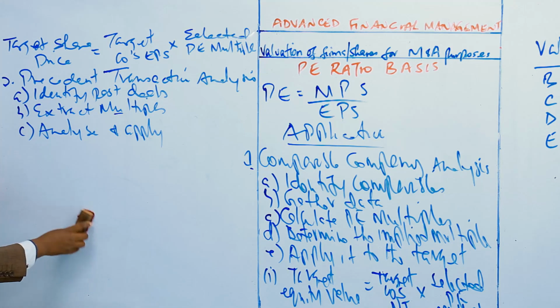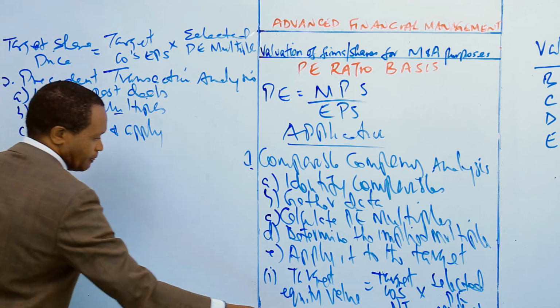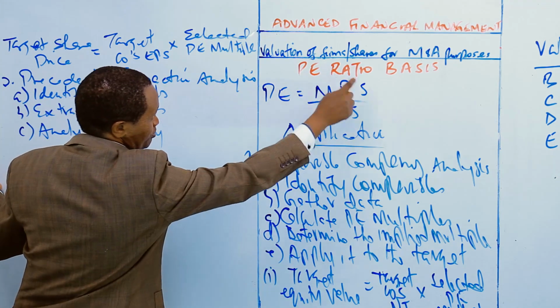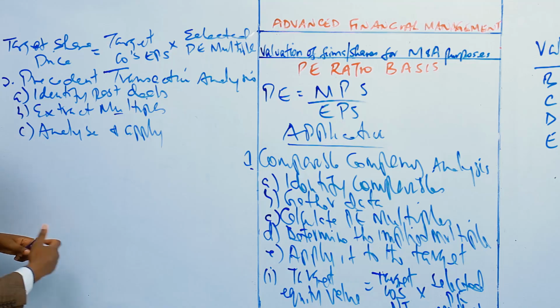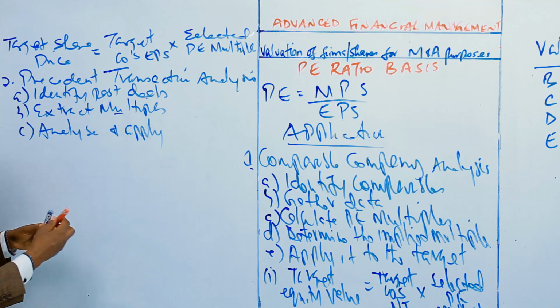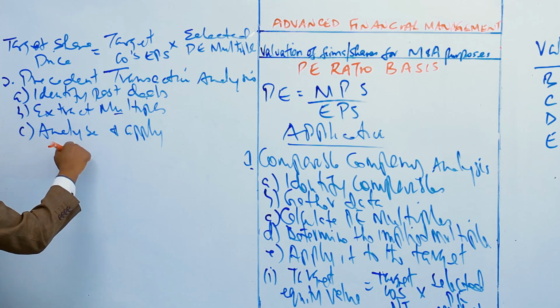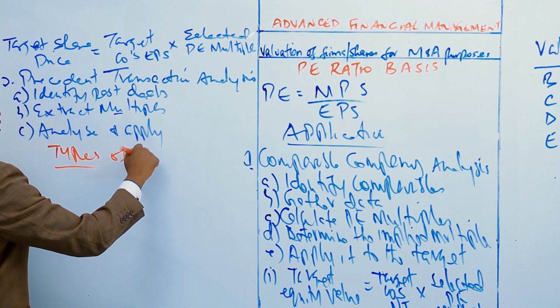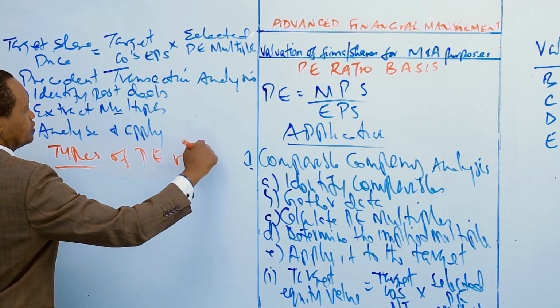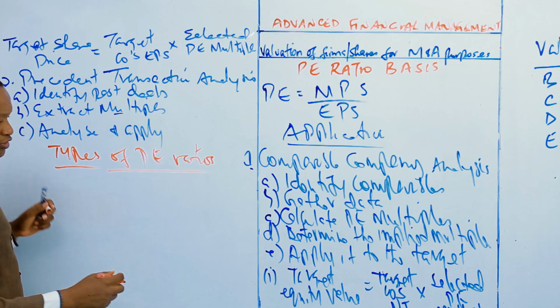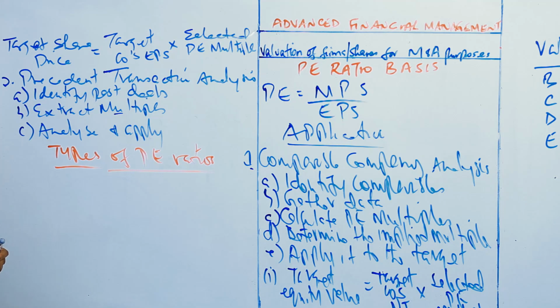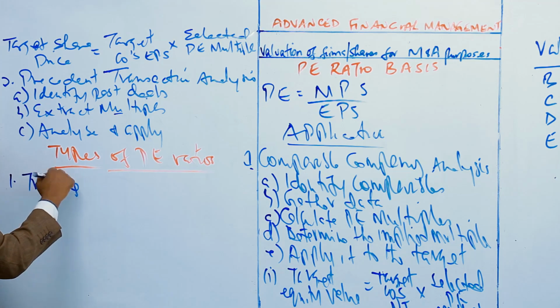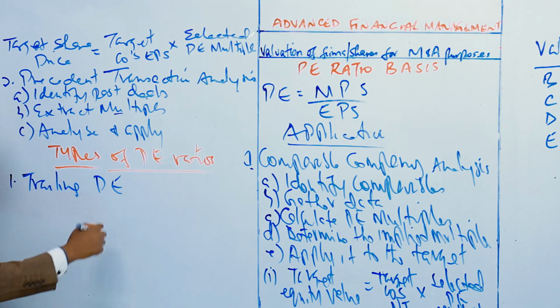And candidates, there are two types of PE ratios that may be used. We are studying PE ratio basis, candidates. The first type is called trailing PE ratio.